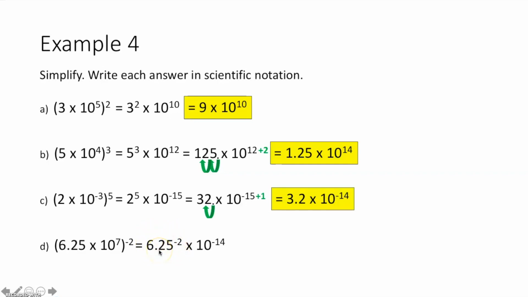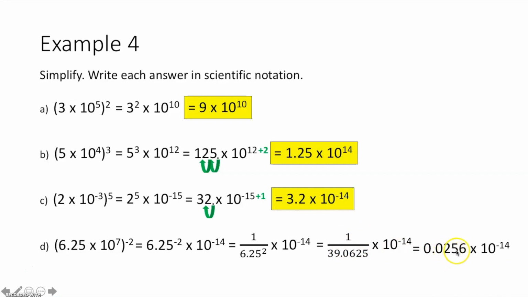Now, you would need to put that in your calculator, and when you simplify this, 1 over 6.25 squared, you end up getting 1 over 39.0625, which, if you were to divide that, you end up getting 0.0256. Now, again, to put our answer in scientific notation, this number out front has to be between 1 and 10. So we keep moving the decimal point until we get a number that's between 1 and 10. So we move it 2 places to the right this time. Now, when you move 2 places to the right, that means you have to subtract 2 from your exponent for 10. So what's negative 14 minus 2? That's going to be negative 16. So we end up getting 2.56 times 10 to the negative 16.